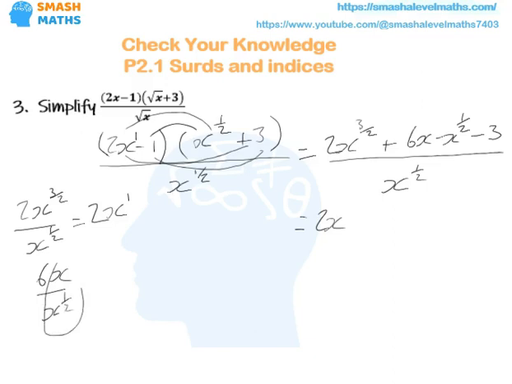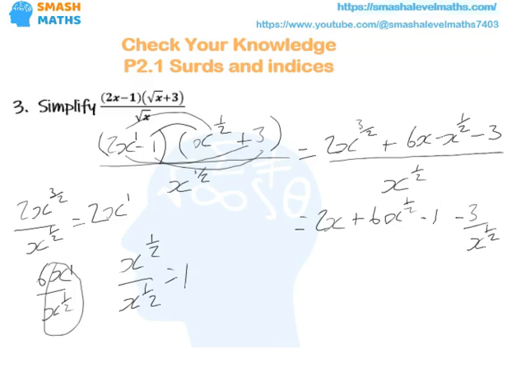So if we have a look at those bits there, that's x to the power 1 divided by x to the power half. So that's going to be x to the power half. So I've got plus 6x to the half. I've then got x to the half over x to the half. That bit's just 1. And it's a minus, so I've got minus 1. And then I've finally got minus 3 over x to the half.